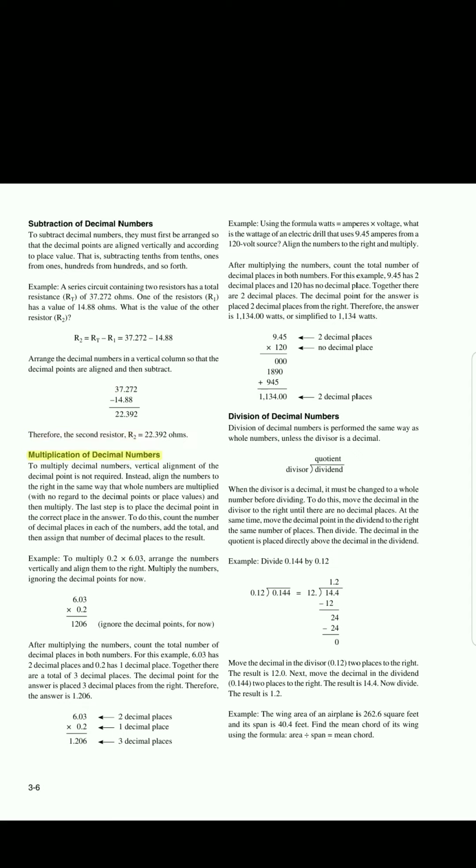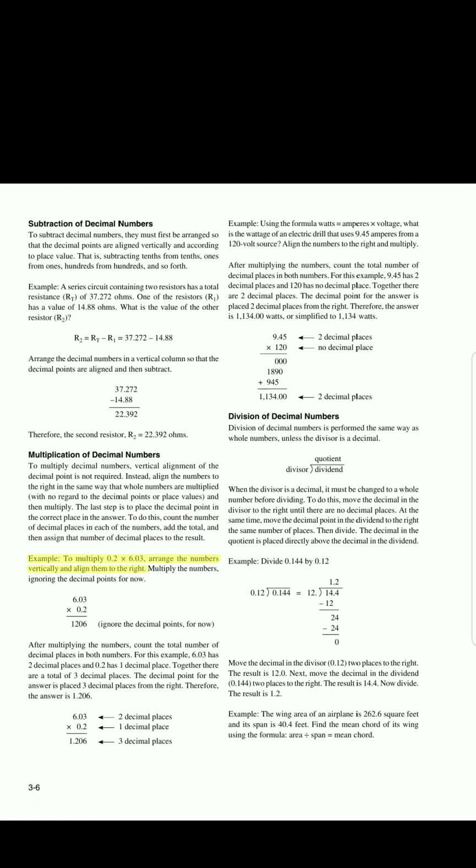Multiplication of decimal numbers. To multiply decimal numbers, vertical alignment of the decimal point is not required. Instead, align the numbers to the right in the same way that whole numbers are multiplied, with no regard to the decimal points or place values, and then multiply. The last step is to place the decimal point in the correct place in the answer. To do this, count the number of decimal places in each of the numbers, add the total, and then assign that number of decimal places to the result.